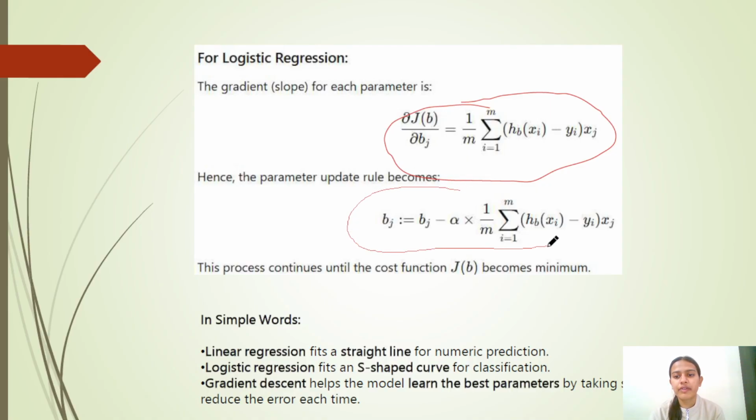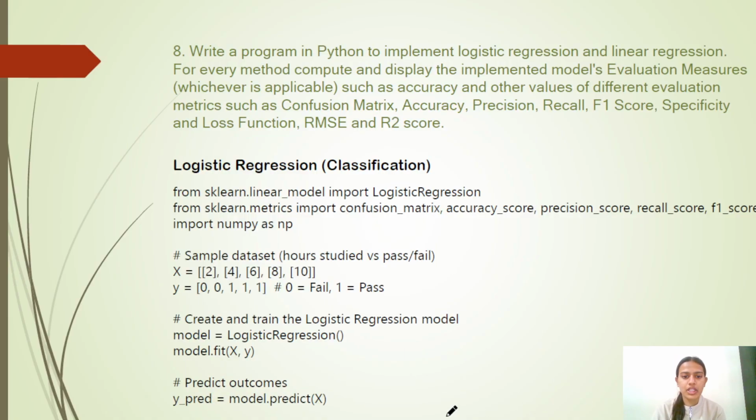So, after putting the values of this, we will get this formula, the parameter update rule. This process continues until the cost function J(b) becomes minimum. In simple words, linear regression fits a straight line for numeric prediction. Logistic regression fits an S-shaped curve for classification. Gradient descent helps the model learn the best parameters by taking small steps to reduce the error each time.